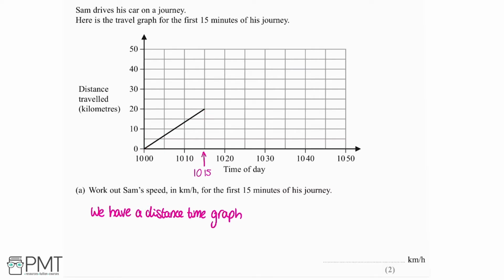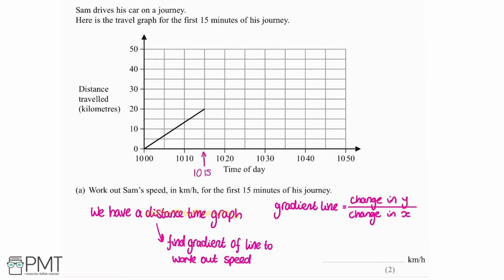Now what we have here is a distance time graph because we're plotting the distance and the time. Now when we've got a distance time graph, we need to find the gradient of the line to work out the speed. So now the gradient of a line is worked out by the change in y divided by the change in x. So for the change in y, we're going from 0 kilometres up to 20 kilometres. So it's going to be 20 minus 0 kilometres, divided by, okay, change of x, we're going from 10 o'clock to 10:15. So the change there is 15 minutes. So that's going to equal 20 over 15.